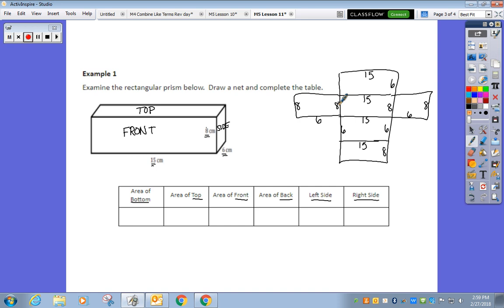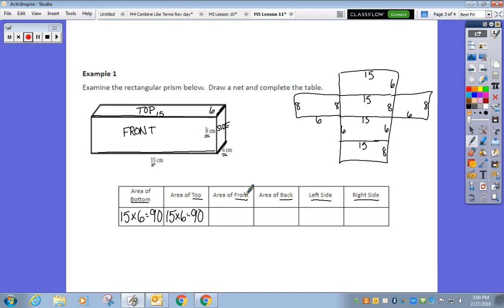Okay, so our front, or I guess we're starting with the bottom, and the top, which would be the same. Our top and our bottom would be the same. Our top is this by this. If this is 15, this is 15. If this is 6, then this would be 6. So our top and our bottom are the same, and they would both be 15 times 6, or a length times our width. So again, the top and the bottom are the same dimensions in a box if you think about it. So if I have 15 times 6, I wind up with 90 for both of those.